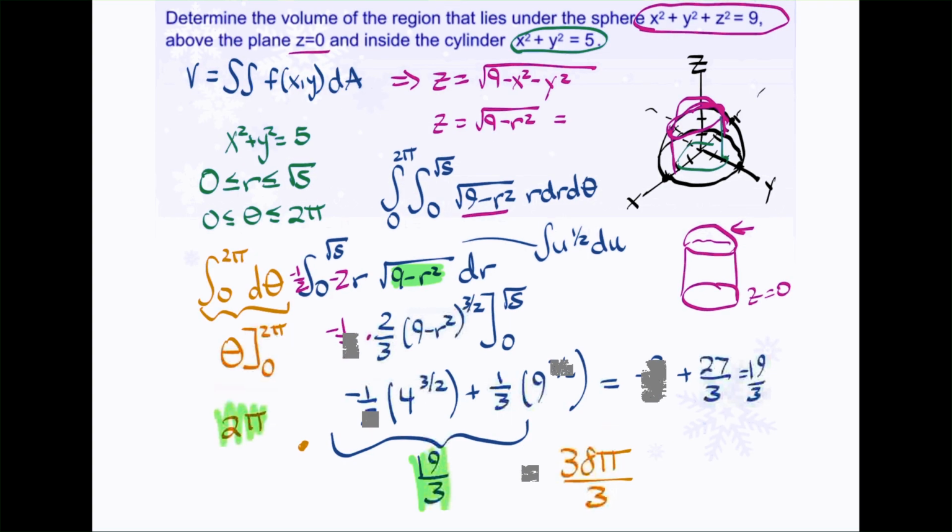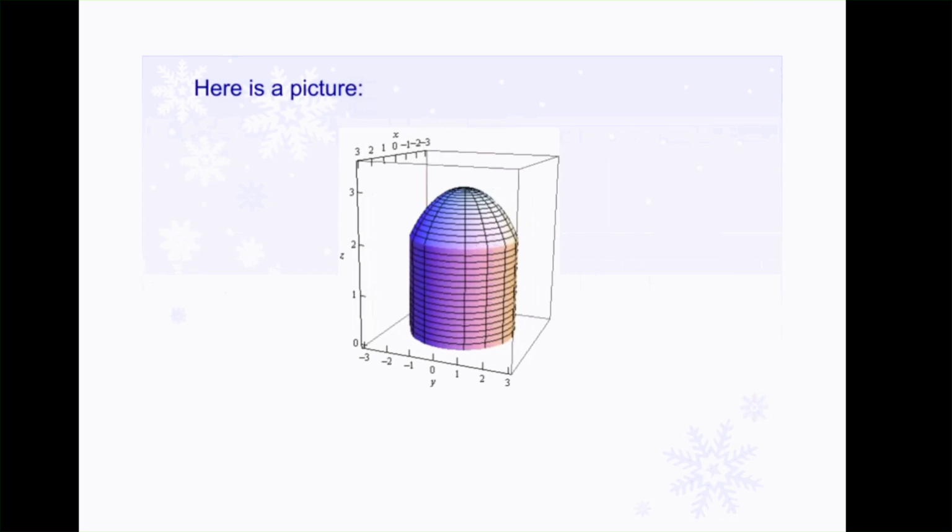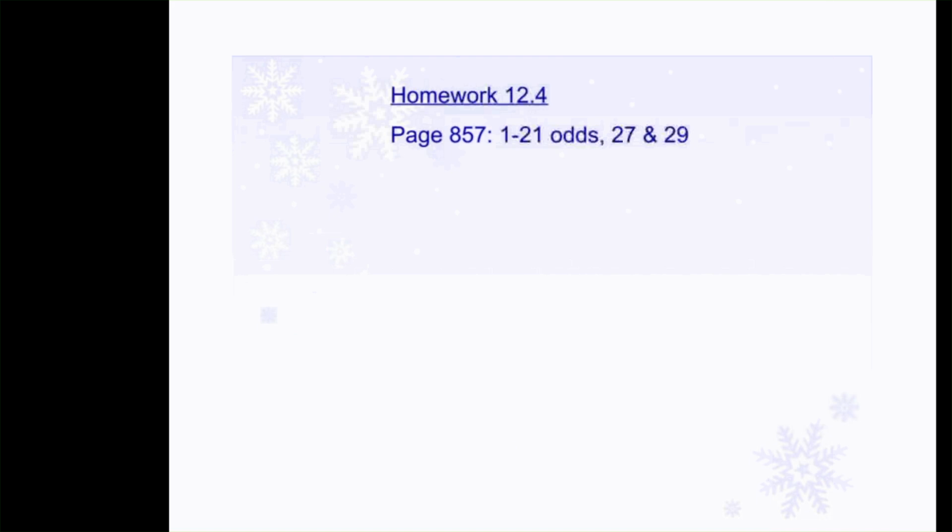So again, this one was a great candidate for polar because, number one, you had all of these curvy things: you had a sphere, you had a cylinder, and so it just set you up for success with all of that. Here's the picture I showed you, and here's your assignment. Enjoy.